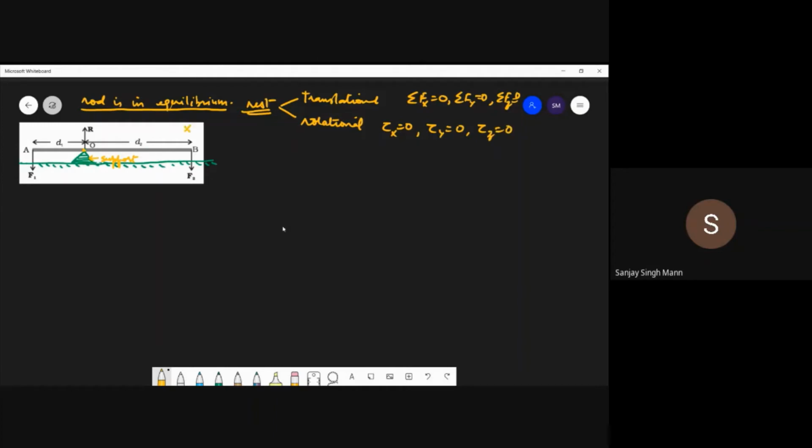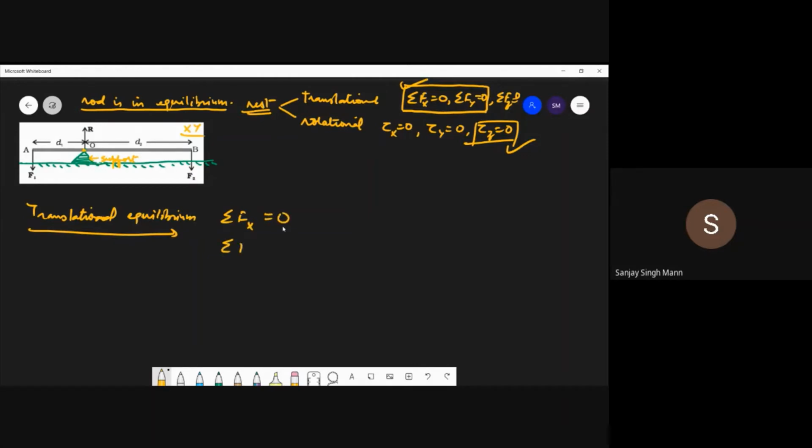But if this is, suppose, the xy plane, then I will have tau only along the z-axis. So if it is so, these are the only things I am going to take, this and this. Now if it is in translational equilibrium, so students, you just have to tell me the sum of the forces along the x-axis will be 0, and the forces along the y-axis will also be 0. Okay.